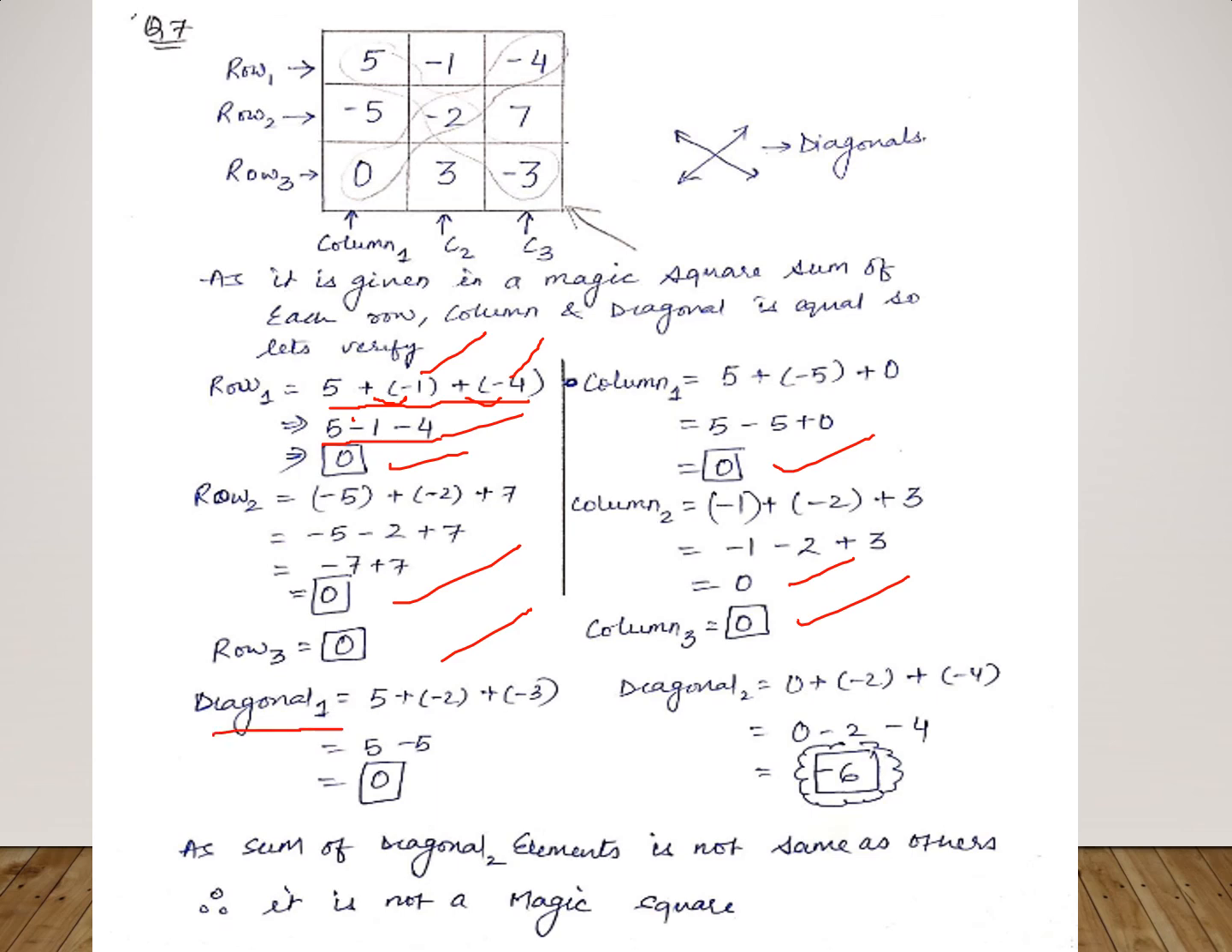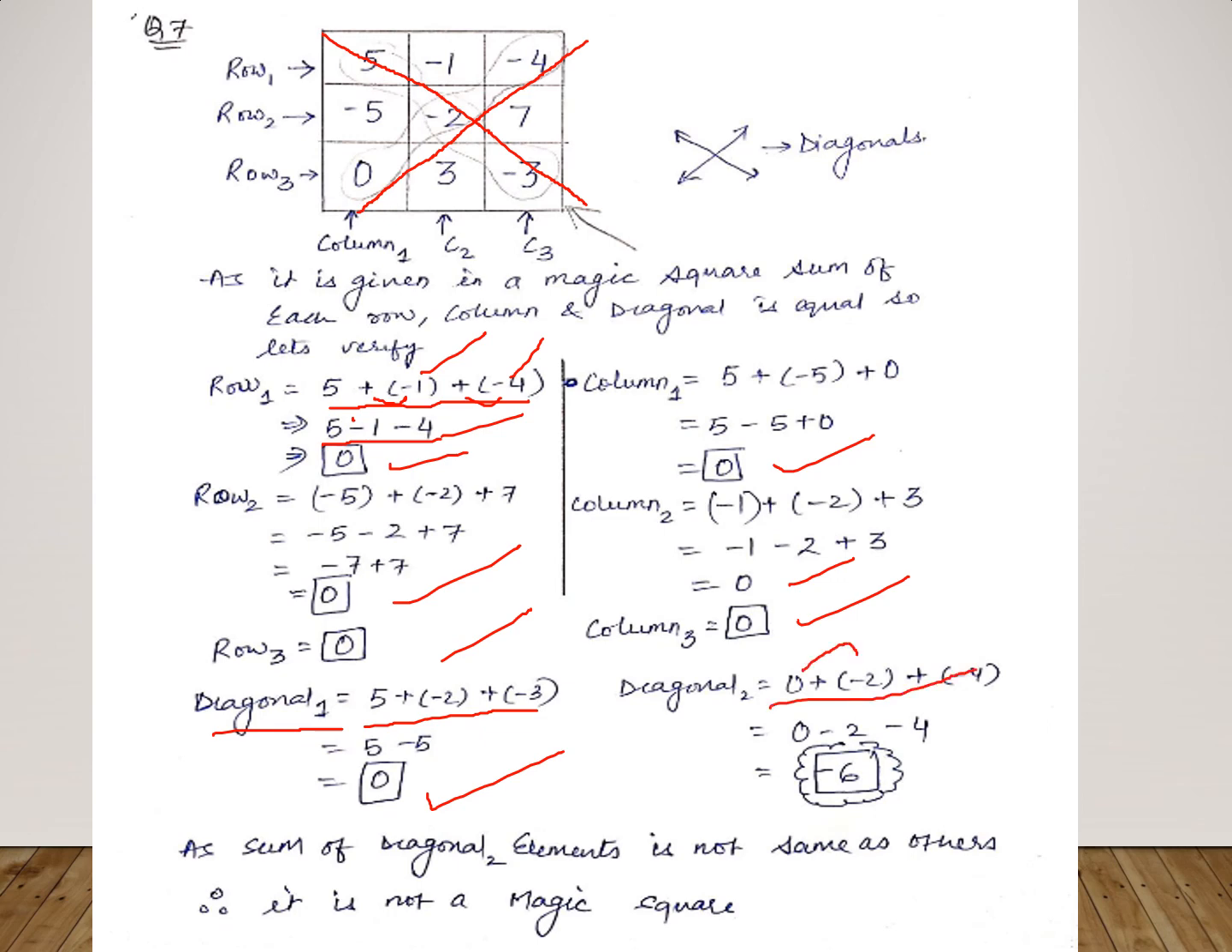Now check the diagonal this time. Diagonal 1. This is diagonal 1. 5 plus (minus 2) plus (minus 3). When I check, I again got 0. So I think this is a magic square, but we should not guess right now. We should check till the last step, that is the last diagonal, this one.